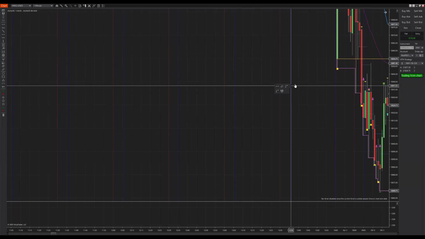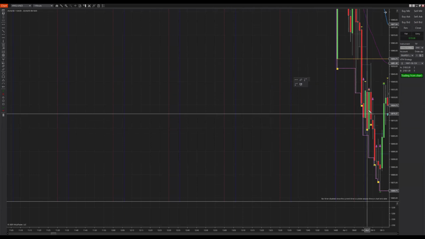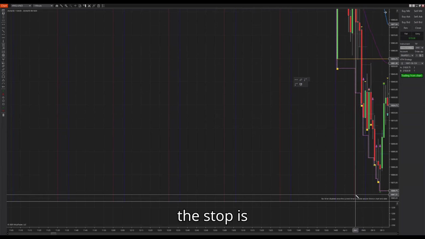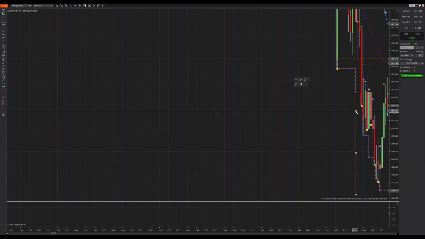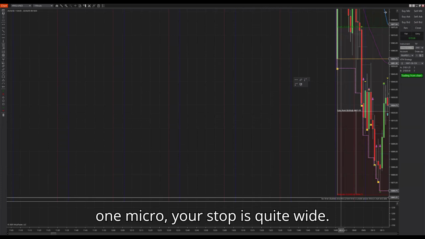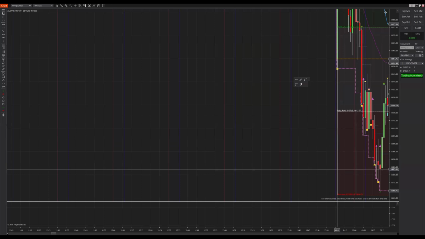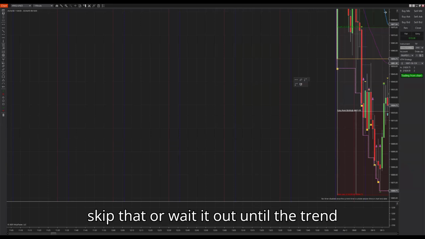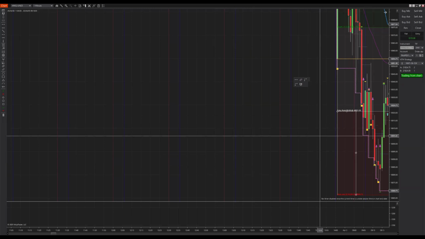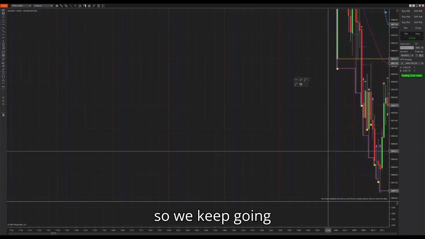Let's look at if I were to take this trade, the stop is here, and this is my entry. So for 1 micro, your stop is quite wide, so you might as well skip that or wait it out until the trend is stabilized. So we keep going.